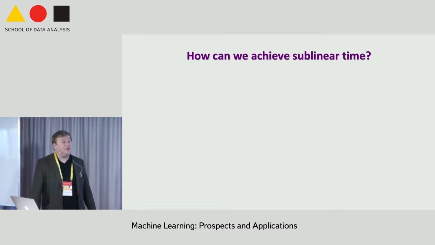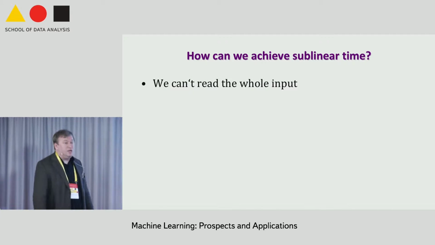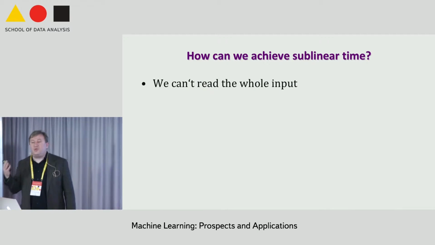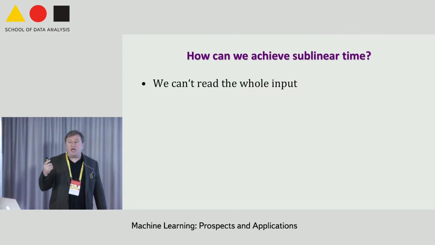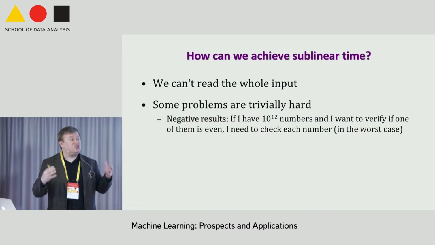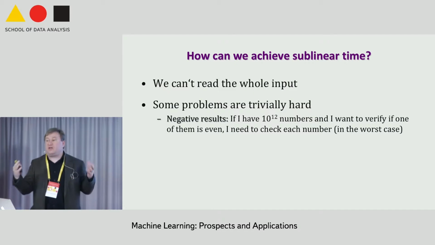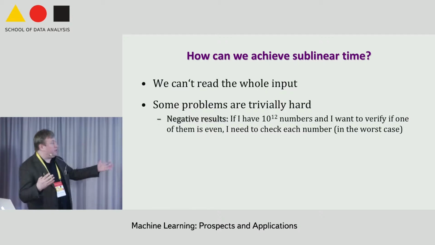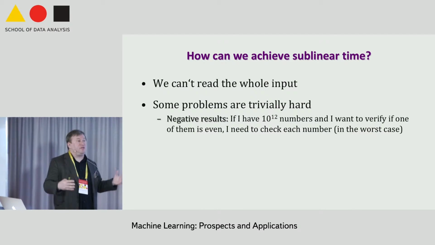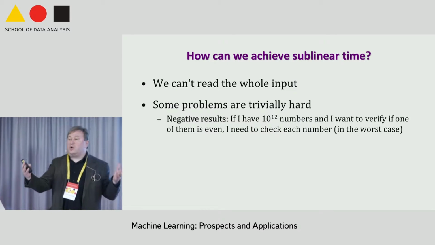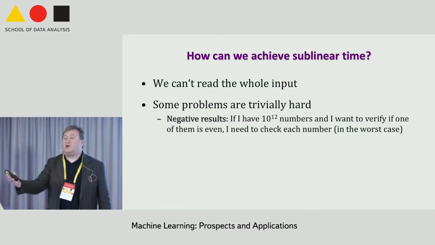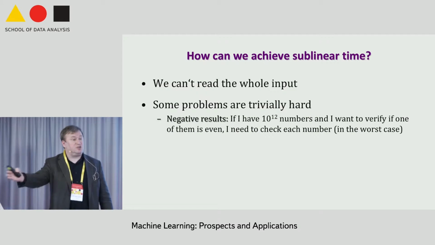Now a few things about how to achieve sublinear time. As I said, we cannot really read the entire input, and because of that, some problems are trivially hard. For example, if you have an input of size 10 to the 12, or 10 to the 20, and you want to check if one of the numbers in the input is even or not, you cannot really do it in the worst case faster than by just going through the entire input.